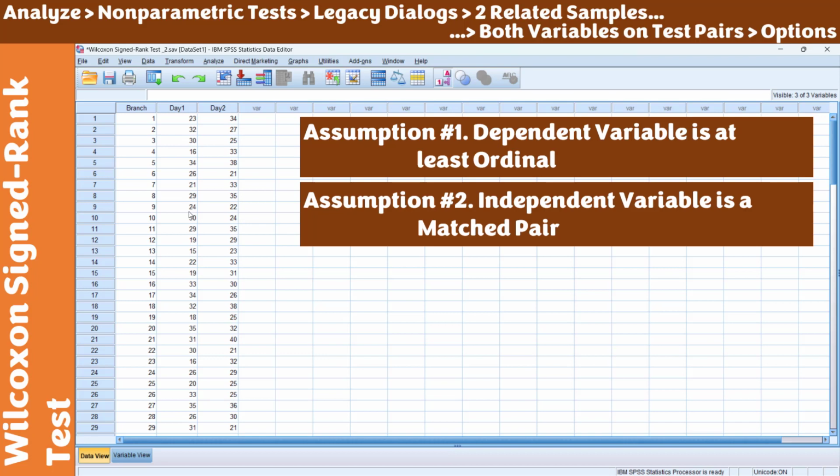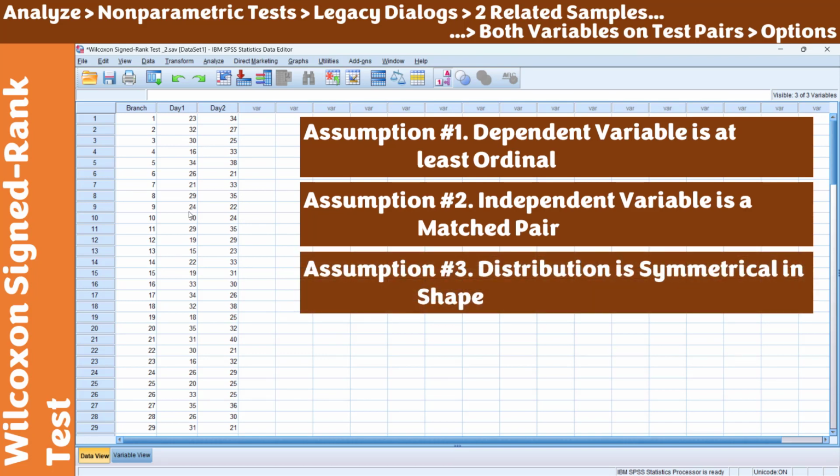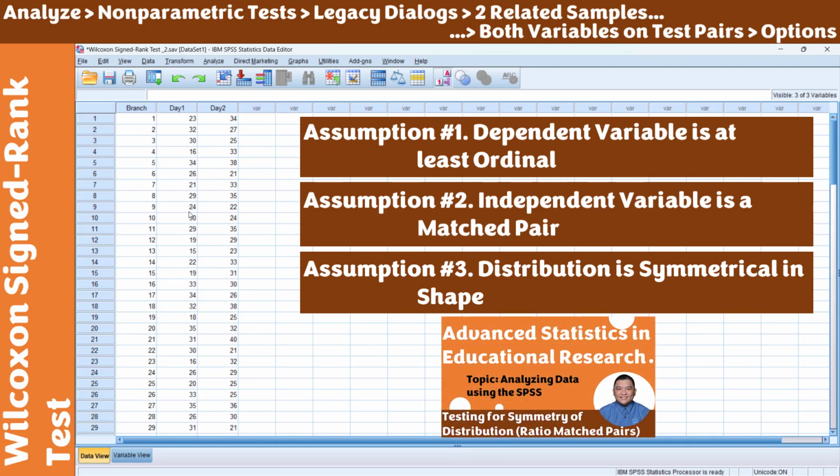And the third assumption that was covered in the previous video is actually telling us that the distribution is symmetrical in shape. And we have shown that already, that even if we cannot establish normality for the paired samples t-test, we have established symmetry in our distribution. In our previous video, the link to which will be posted below, you might want to check that one to review the process of testing for symmetry. We have already established this assumption, and that would mean all of the assumptions for the Wilcoxon Signed-Rank Test are good.